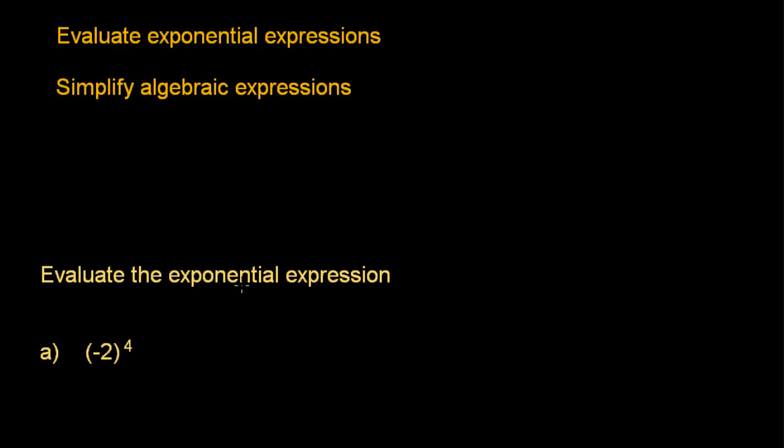So first we're to evaluate the exponential expression, and we see that we have a -2 inside of a parentheses and then a small 4, which is the exponent. So let's define what are the parts of an exponential expression. The -2 in this case is the base, and 4 is the exponent.